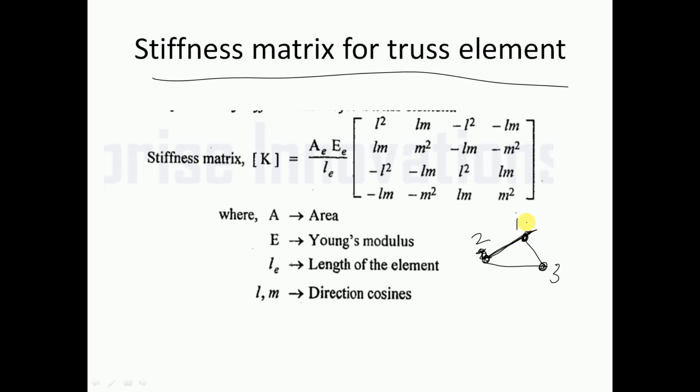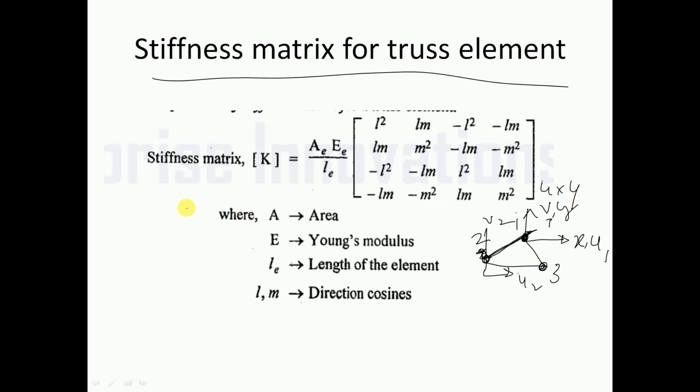Each node has 2 degrees of freedom: the truss will move in the x direction and the truss will move in the y direction, meaning it has u displacement and v displacement in the y direction. Similarly, at node 2, u2, v2, like that. Therefore the element stiffness matrix is of size 4 by 4.